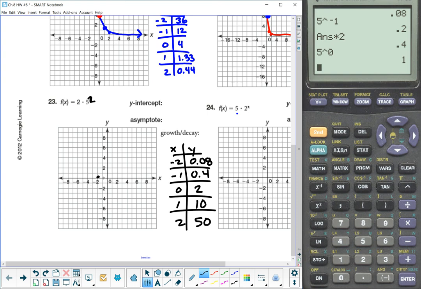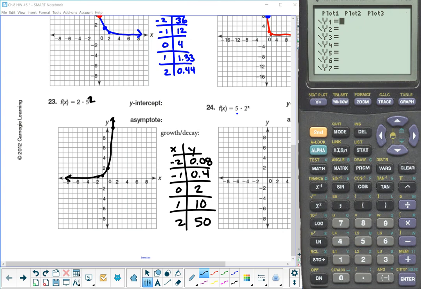-1 is going to be a little bit under halfway. At 0, it'll be 2. At 1, it'll be 10. That's about all I got. Right, so you got something like this. That's your function right there.